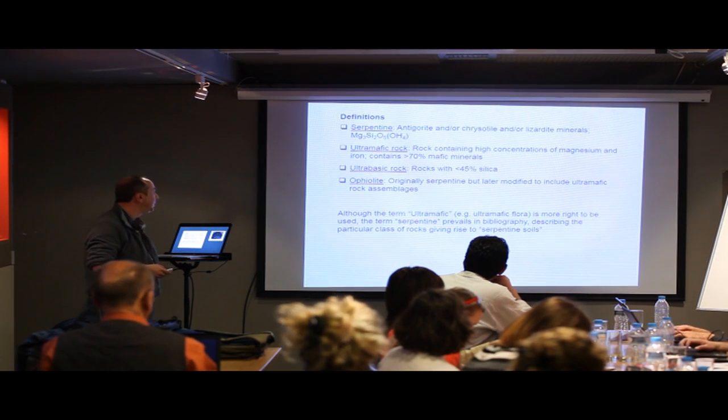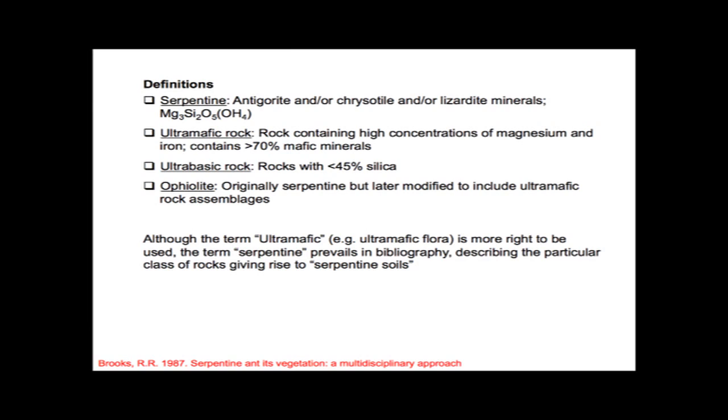Let's start with some definitions. Serpentine is the rock composed mainly from three minerals: antigorite, chrysotile, and lizardite, which has this chemical formula. Ultramafic rocks, on the other hand, are the rocks containing a high concentration of magnesium and iron, and specifically they contain more than 70% of these mafic minerals. Ultrabasic rocks are just the rocks having less than 45% of silica.